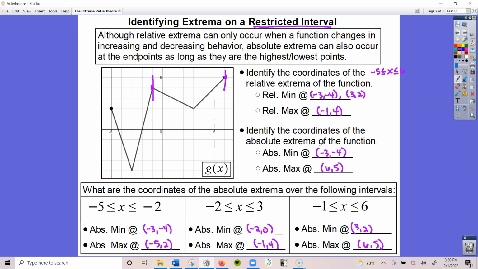So what can we take away from this? Your absolute extrema changes depending on the interval that's given. Your relative extrema only occurs when your function changes from either increasing to decreasing or decreasing to increasing. But your absolute extrema can occur at the same points as your relative extrema or at the endpoints.